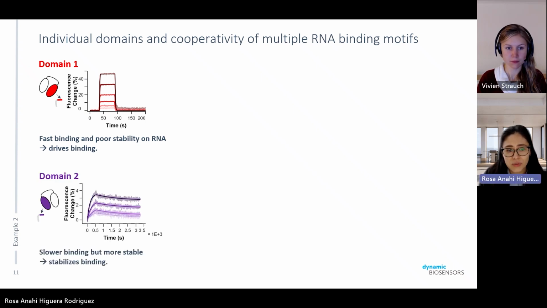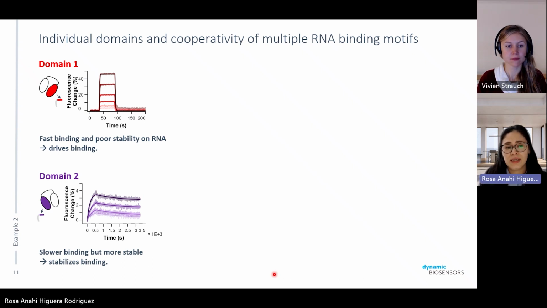Now, when we look at domain 2, we see a slower on rate and also a much more stable off rate. If you see the time scale here, this is around 40 minutes. So we see that the dissociation is really stable. So we can infer again that this domain stabilizes the binding of the tandem protein.